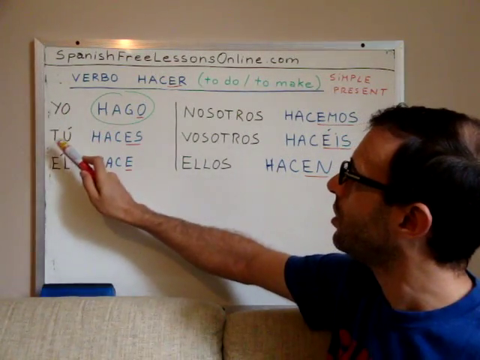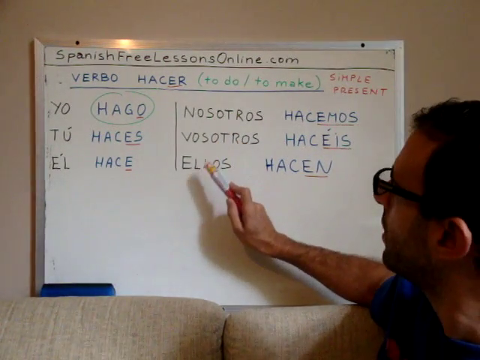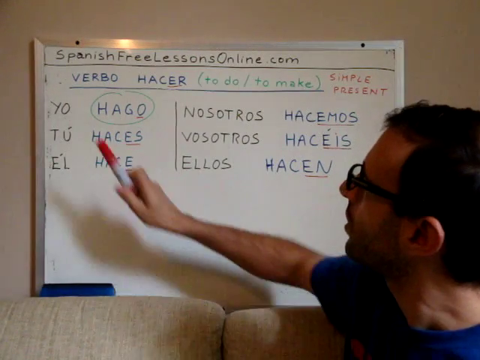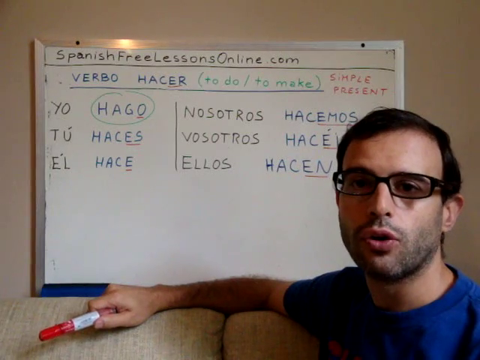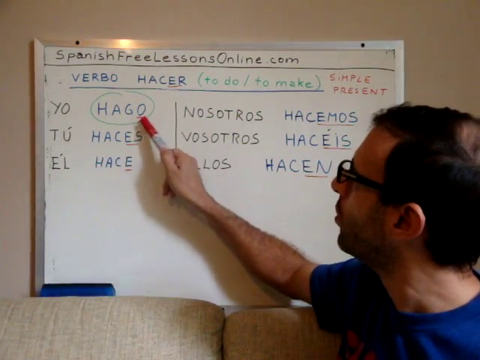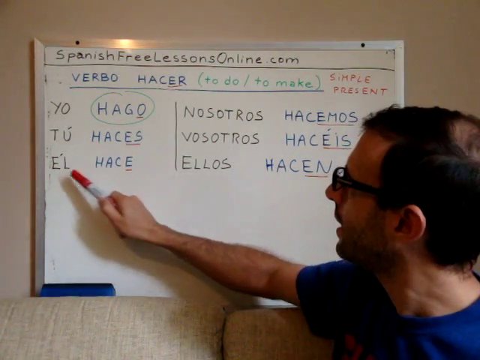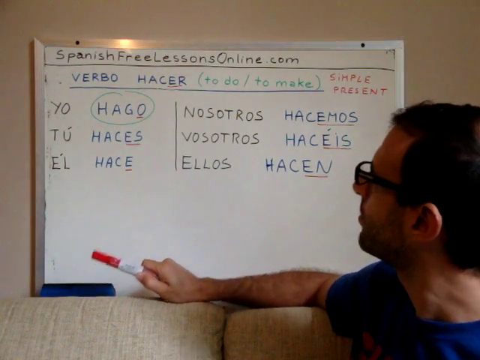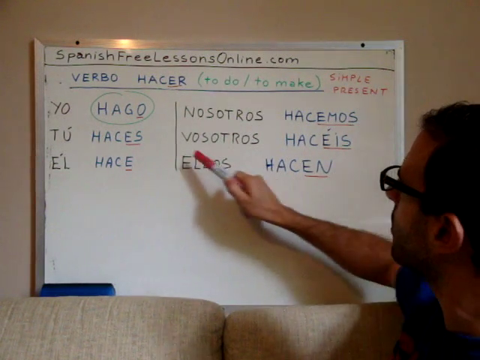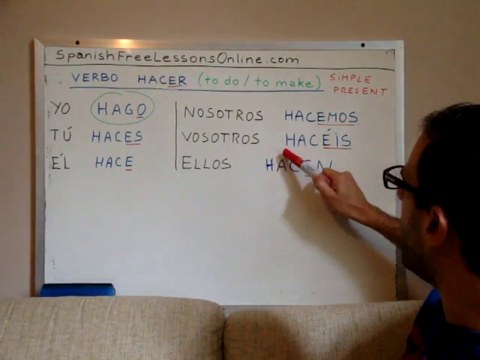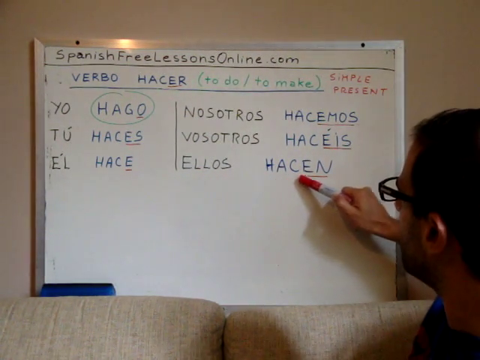This is I, you, he, we, you plural, they. Yo hago. Tú haces. Él hace. Nosotros hacemos. Vosotros hacéis. Ellos hacen.